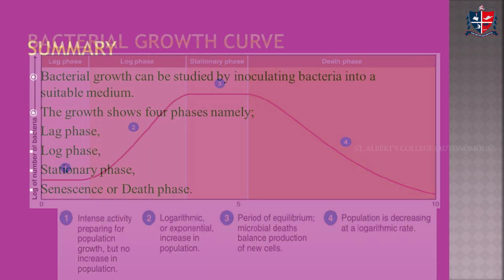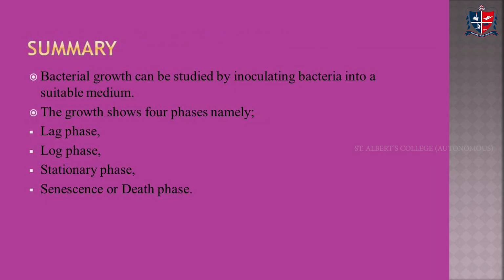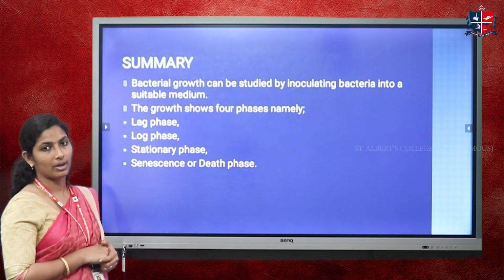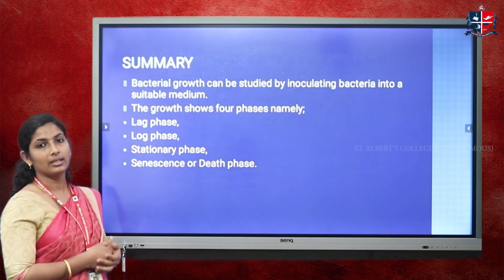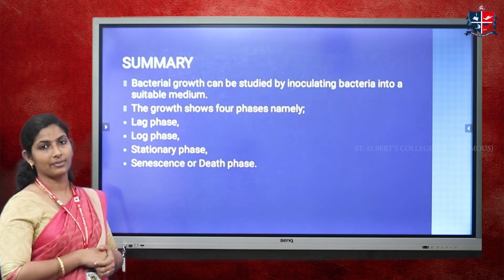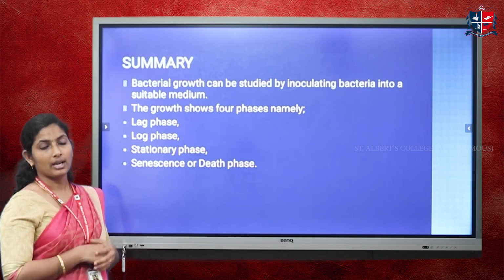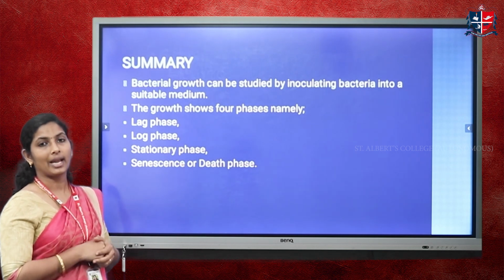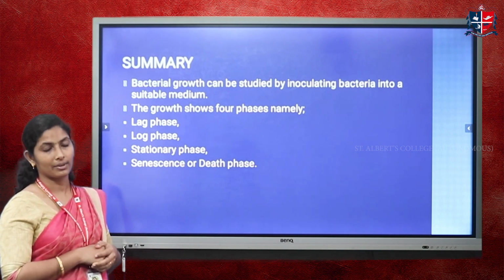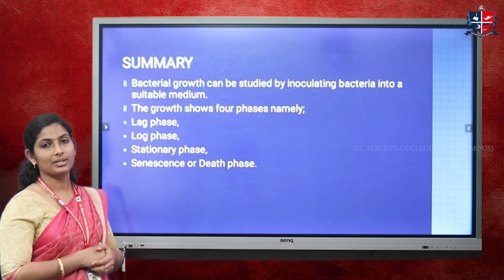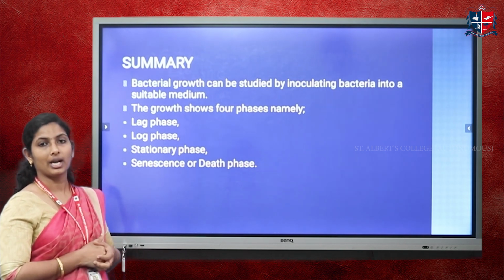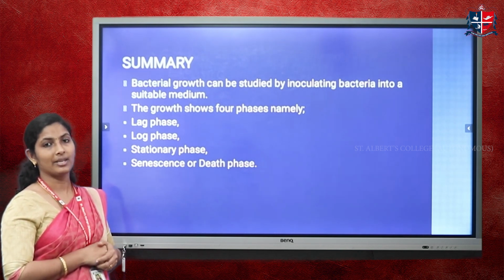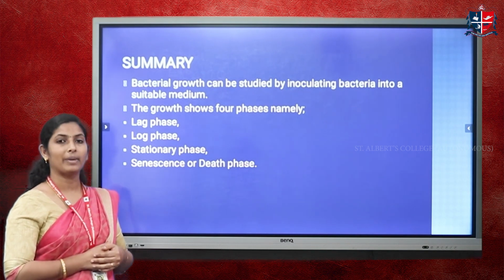So as a summary, the bacterial growth curve is a graphical representation of the number of bacterial cells formed at a constant rate of time. It has four different phases: lag, log, stationary, and death phase. By studying all these phases, we can find out what activities happen during the life cycle of a bacteria, what the preparations and division processes are, and how they behave at different phases. So that's all about the bacterial growth curve.